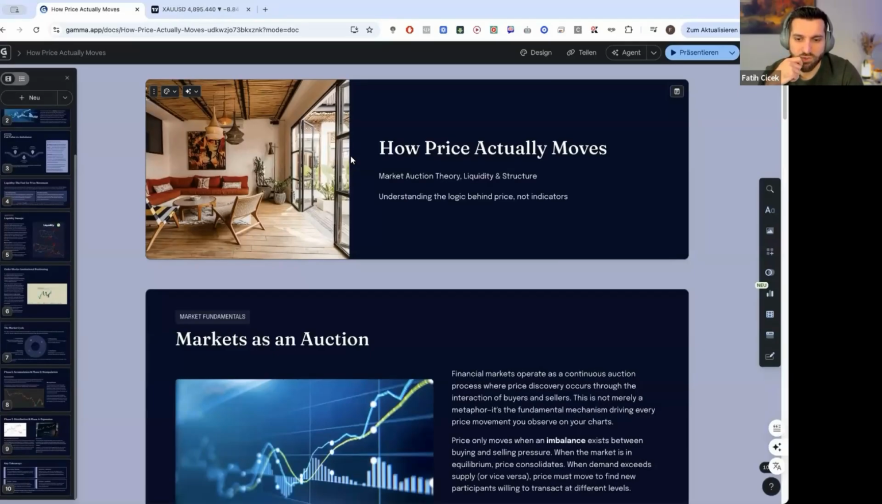How does price actually move? What is the key factor? Supply and demand, algo, macros. Okay. What else? What is the key factor that drives price on the charts? What is the reason? Bid and ask. Excellent. That's exactly how price moves in the markets.